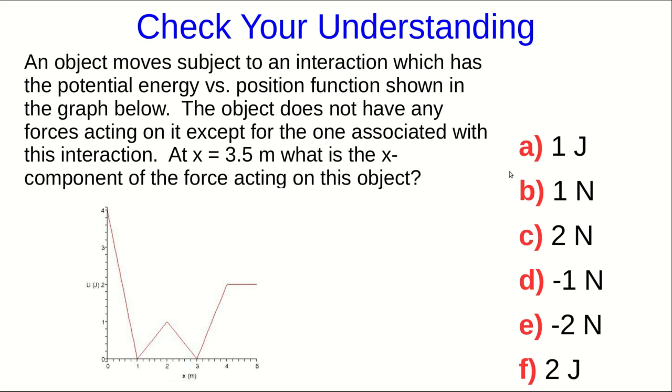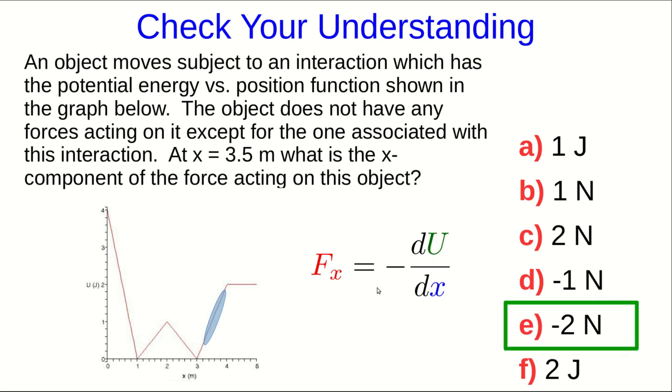Here is the question that I asked at the end of the last part of this lecture. The way we get this force is we use the equation that we just found and recognize that that is just a slope. So in the vicinity of x equals 3.5 meters, we have a straight line, and so we can just do a rise over run and get that slope. And when you do that, and remembering the negative sign in the equation, you have a slope of 2 and that negative sign, and it had better be in newtons, and so the answer is E.